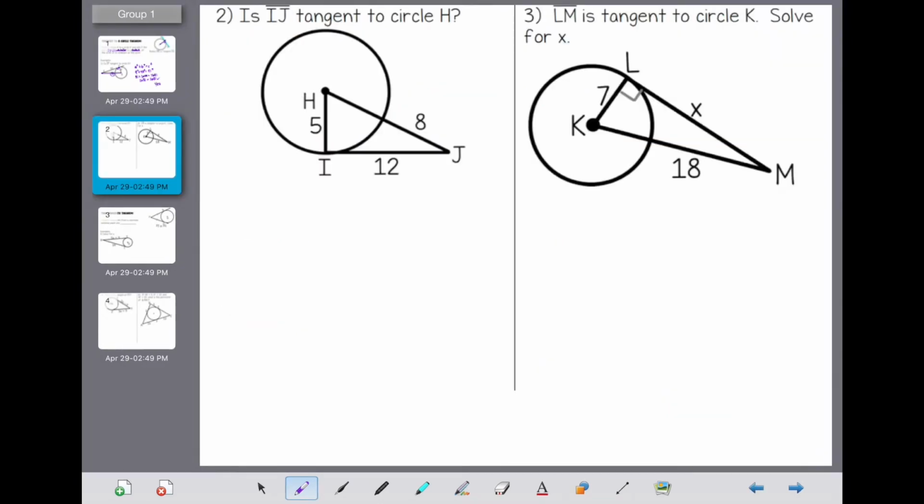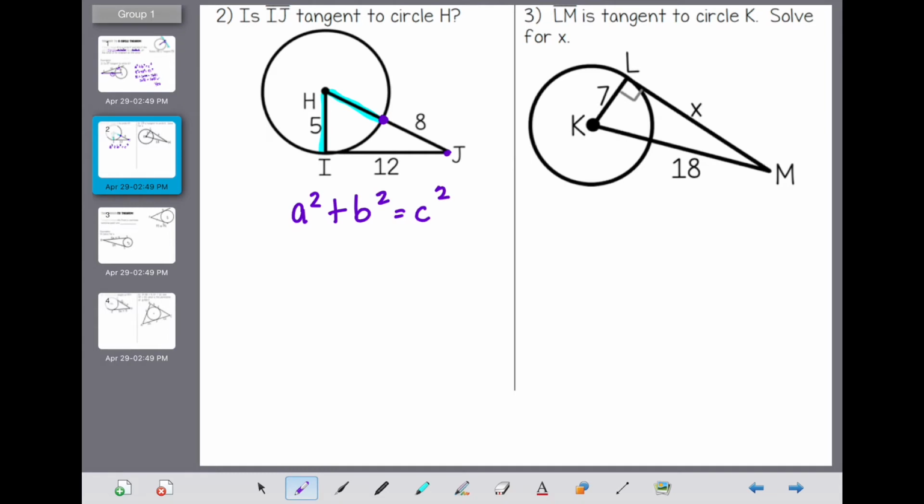Example 2 asks, is IJ tangent to circle H? So just like our last example, we can take the values that were shown and plug them into a squared plus b squared equals c squared to see if that works out. The only difference here is that where we have your radius right here, remember that would be equal to a radius over here because they did not give you the full line segment. They only went from this point to J and made that 8.